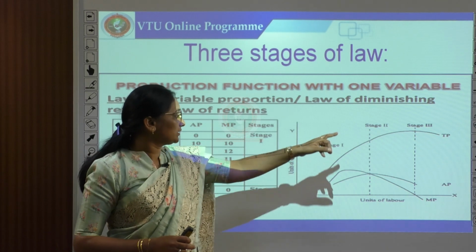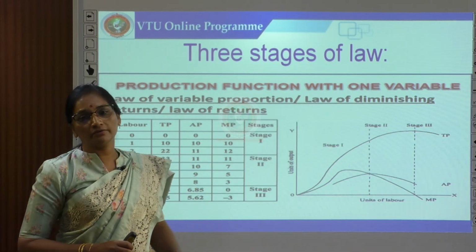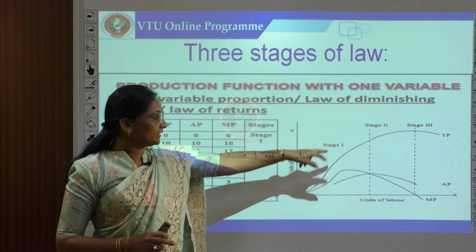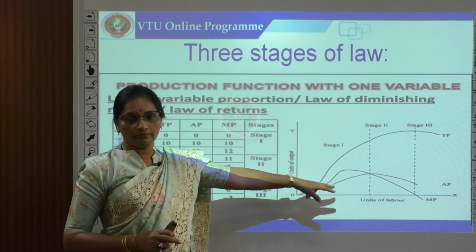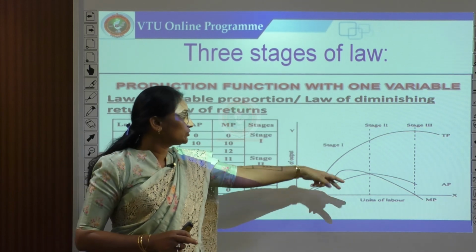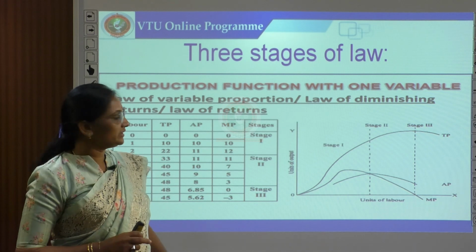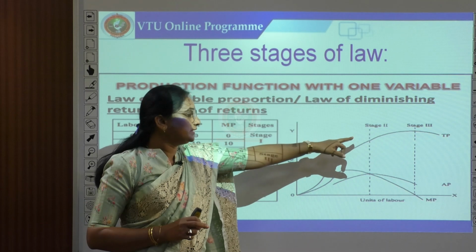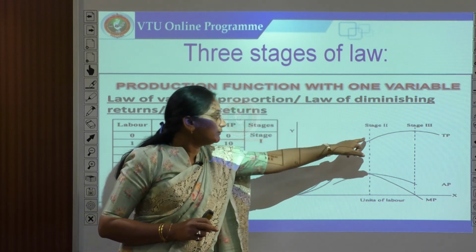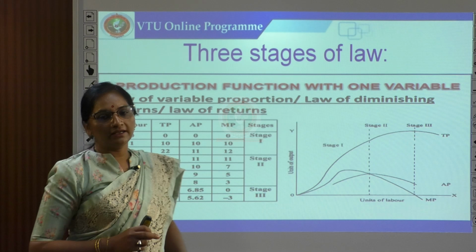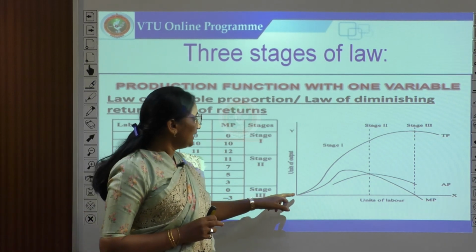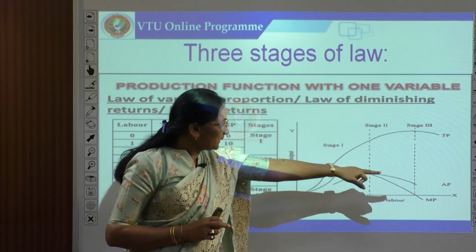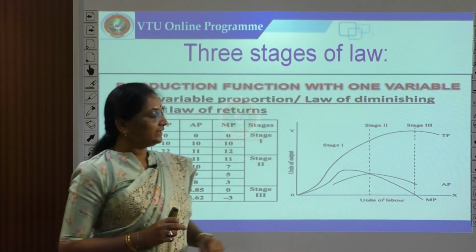See, the total product curve is always above the average product and marginal product curves. Why? Because the total product is nothing but the combination of these two. That is the reason the total product curve is always above them. In the first stage it is increasing in trend. Later it becomes flatter, and in the third stage it starts declining. The average product curve starts here and reaches the third stage, declining in nature.